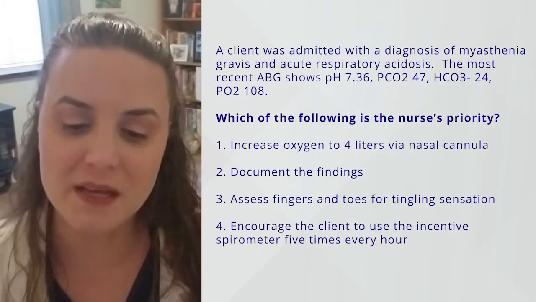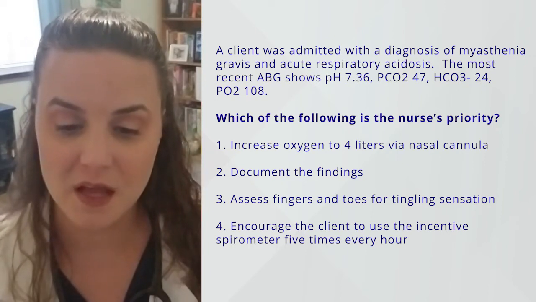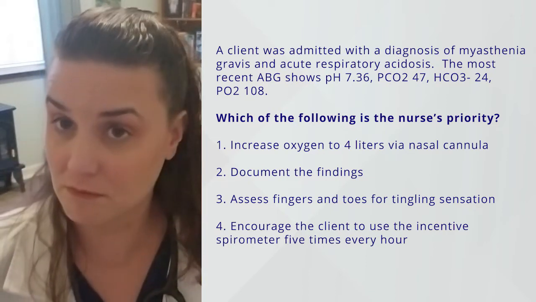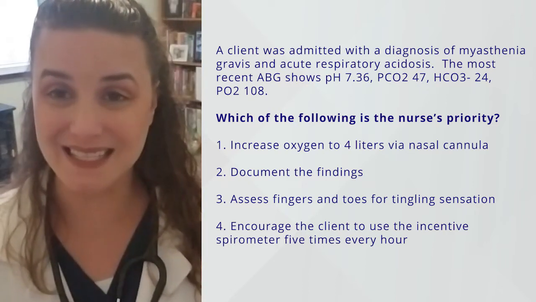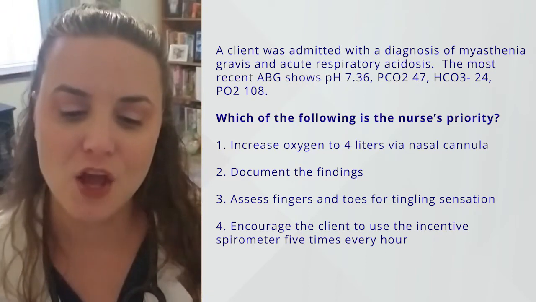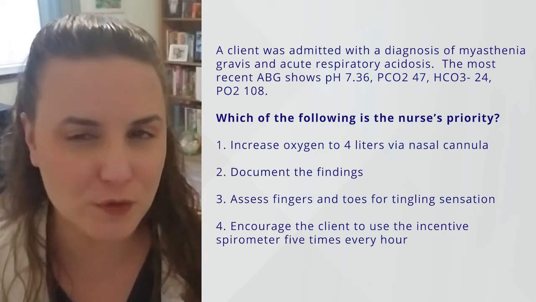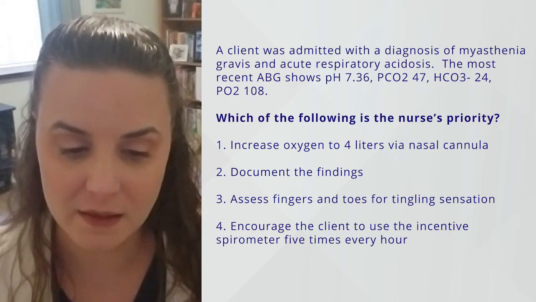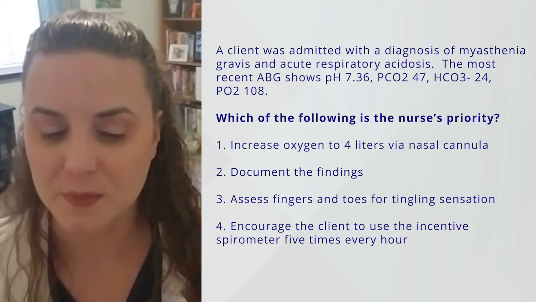A client was admitted with a diagnosis of myasthenia gravis and acute respiratory acidosis. The most recent ABG shows a pH of 7.36. So not quite acidosis. It's balanced. A little bit on the left side of the scales, but it's balanced. It's within normal limits. Notice the PCO2 is 47. So the partial pressure of carbon dioxide is still a little bit high. The bicarb is 24, which is fine. The PO2 is 108. Which of the following is a priority?